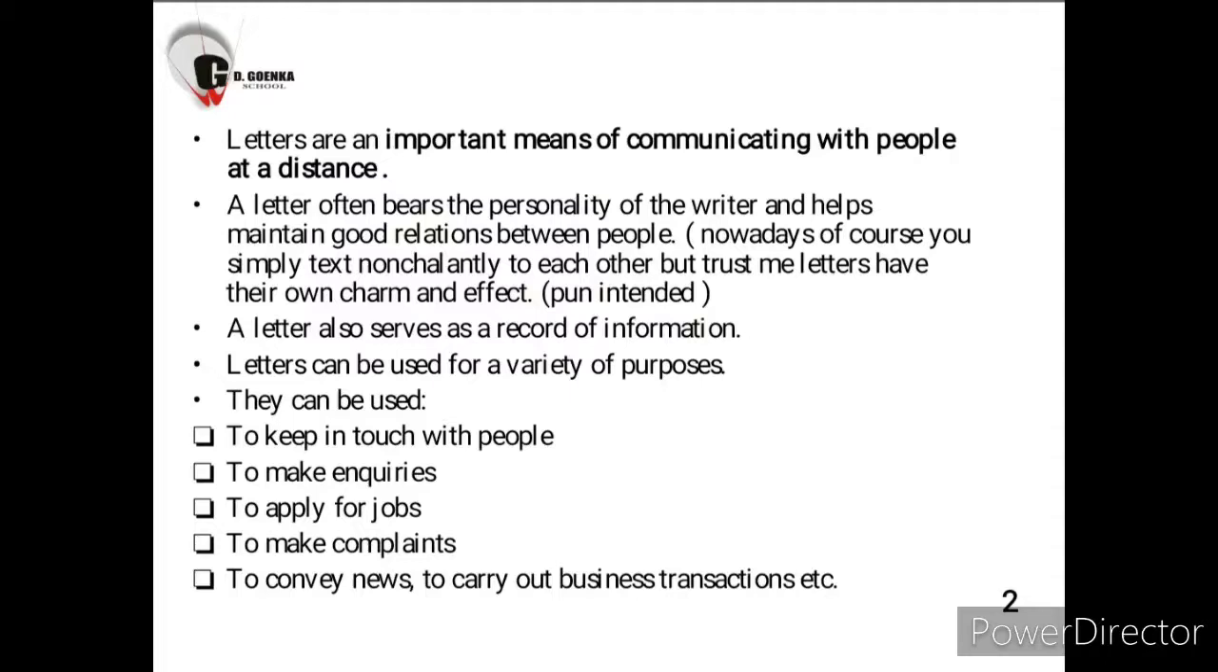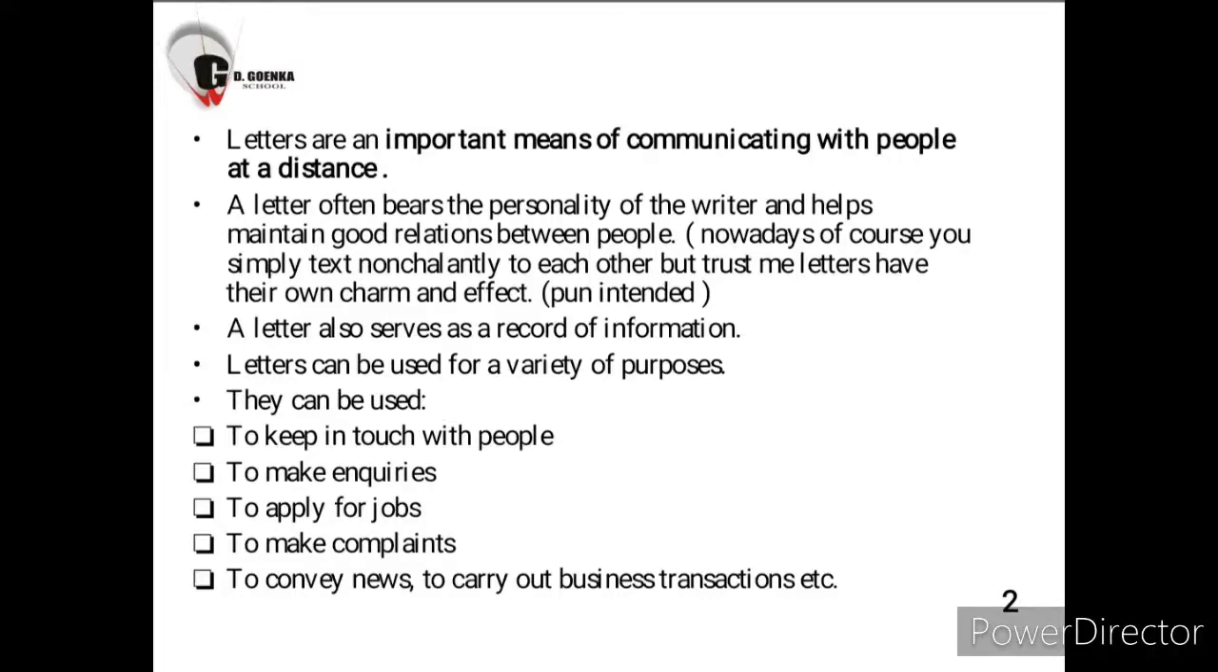Letters are an important means of communicating with people at a distance. A letter often bears the personality of the writer and helps maintain good relations between people. Nowadays, of course, you simply text nonchalantly to each other. But trust me, letters have their own charm and effect. A letter also serves as a record of information. Letters can be used for a variety of purposes.